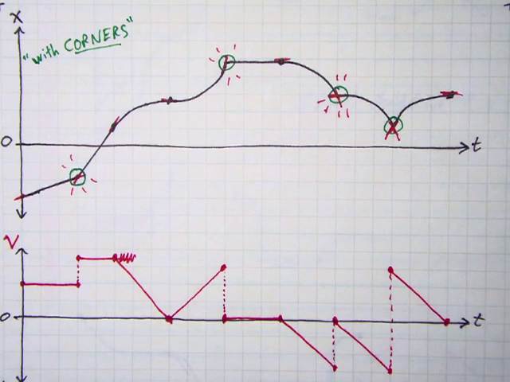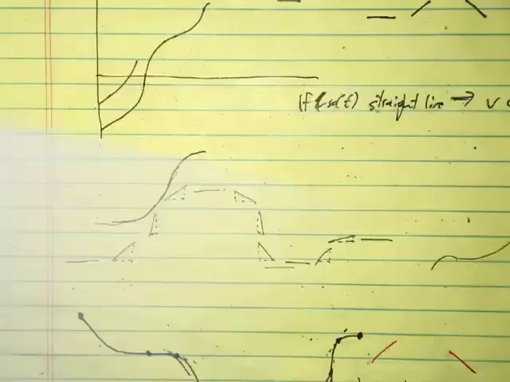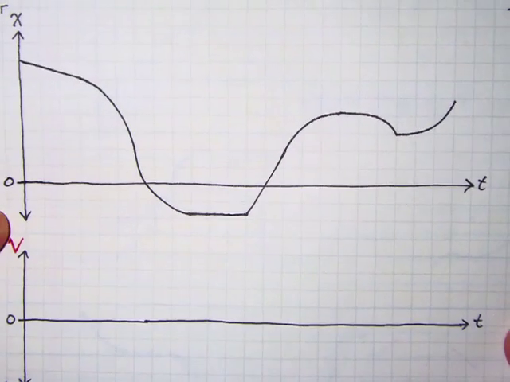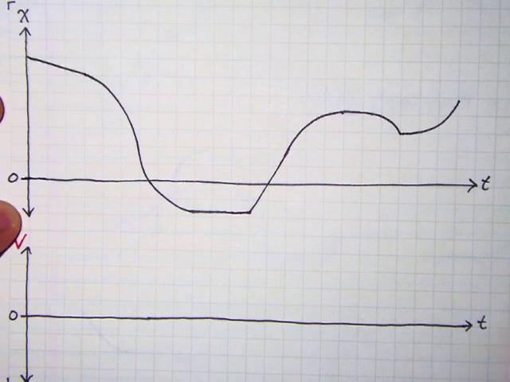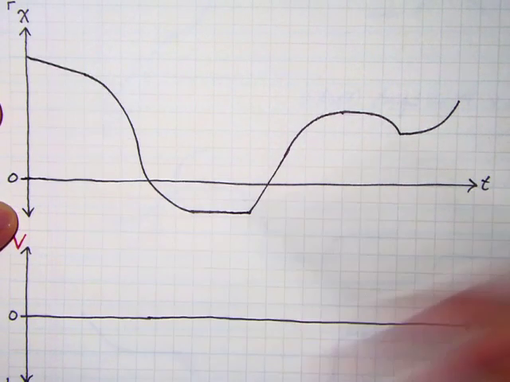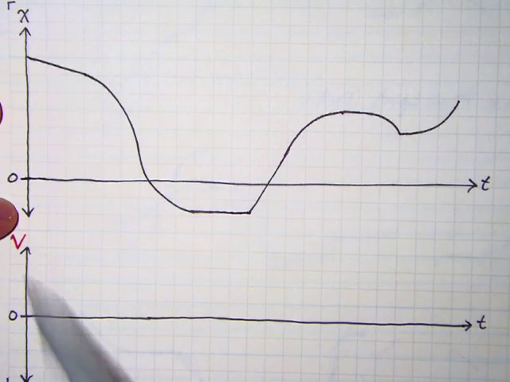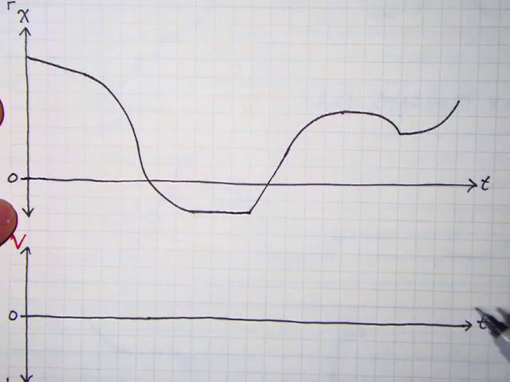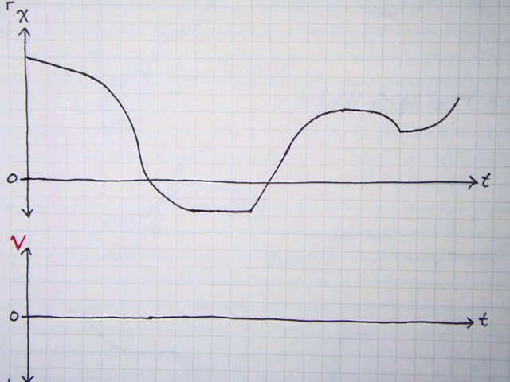Okay, I've got an example for you to work out. Copy down this position versus time curve and draw out the corresponding velocity versus time curve. Start by identifying your segments, break it apart into segments, and then work one segment at a time. Pause the video. Ready? All right, here's the result.